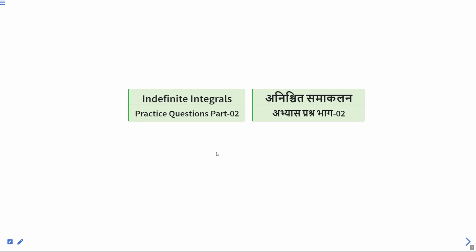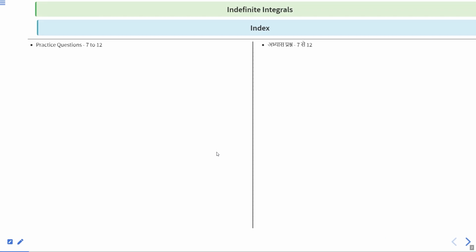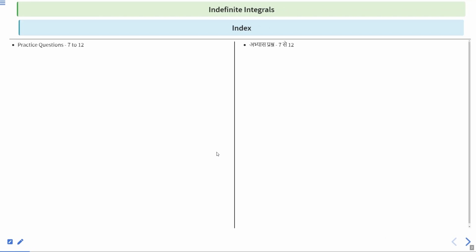Hello everyone. In today's lecture, we will see some more practice questions based on indefinite integrals. In the last session, we had done till question number 6. So in today's lecture, we will start from question number 7 and we will go till question number 12.